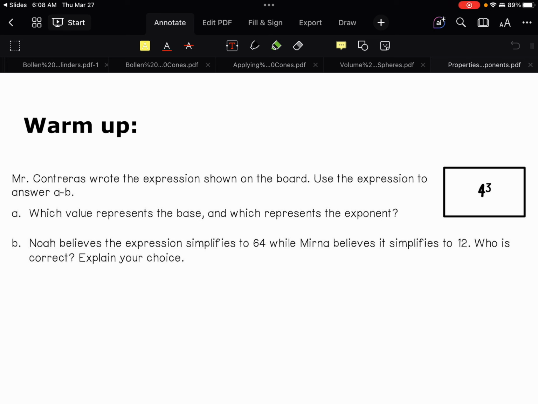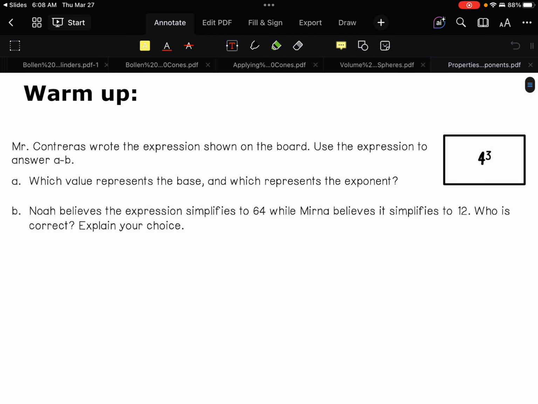I really want you to pause, read this through, and see if you can identify it from yesterday, because this is really, truly a review of what we did yesterday. So, Mr. Contreras wrote the expression up on the board. You use the expression to answer A and B, so that's this expression: which value represents the base and which value represents the exponent.